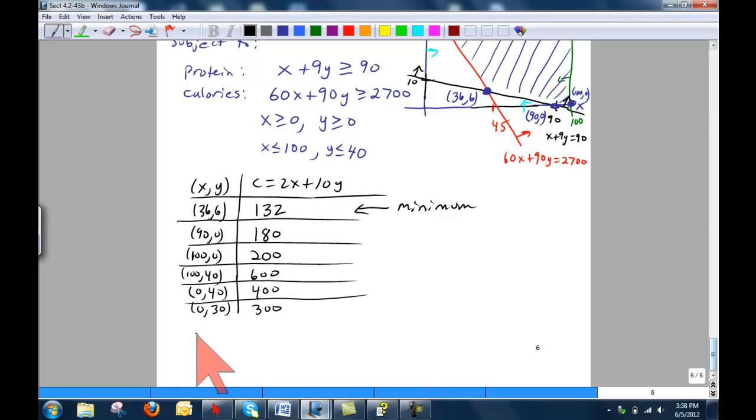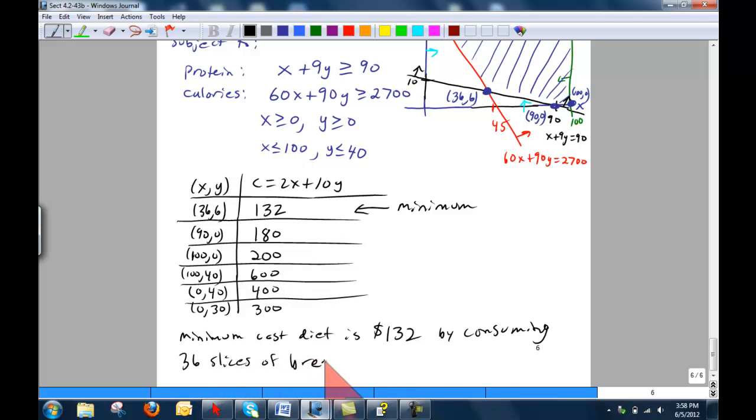And so that's going to give us the answer to the question, and we can answer in an English sentence. Minimum cost diet is $132 by consuming, and let's bring the variable letters back to actual physical quantities. X was the number of slices of bread, and that turned out to be 36. 36 slices of bread and 6 cups of milk per day.